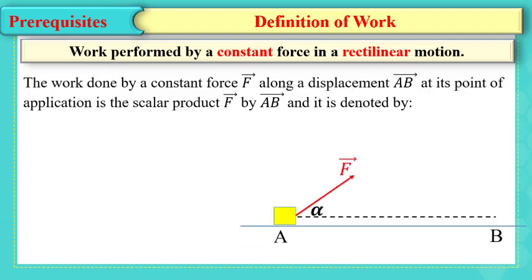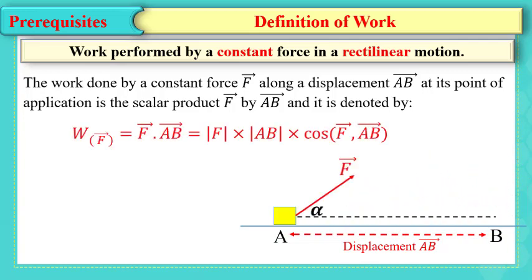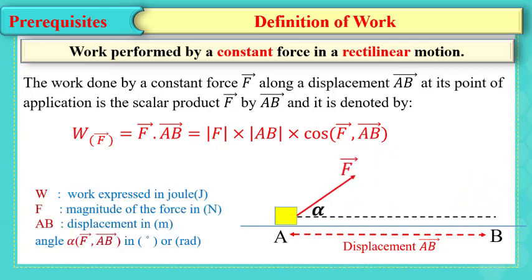Now, the work done by a constant force along a displacement AB at its point of application is the scalar product of the F vector by the AB vector, and it is denoted by F vector scalar product AB vector, which is F times AB times cosine of the angle between F and AB. The unit of work is joule, the unit of force is Newton, the unit of AB is meter, while the angle is either degree or radians.